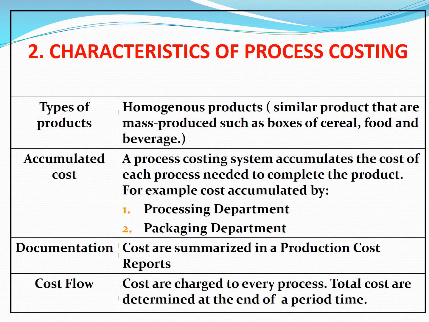Documentation: costs are summarized in the production cost reports. Cost flow: costs are charged to every process. Total costs are determined at the end of a period time.